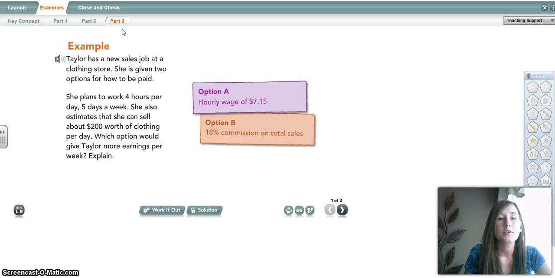Taylor has a new sales job at a clothing store. She is given 2 options for how to be paid. Option A, an hourly wage of $7.15, or option B, 18% commission on total sales. She plans to work 4 hours per day, 5 days a week. She also estimates that she can sell about $200 worth of clothing per day. Which option would give Taylor more earnings per week?